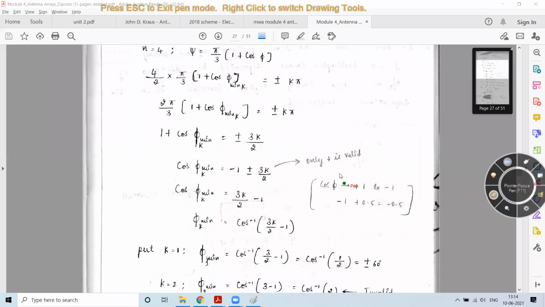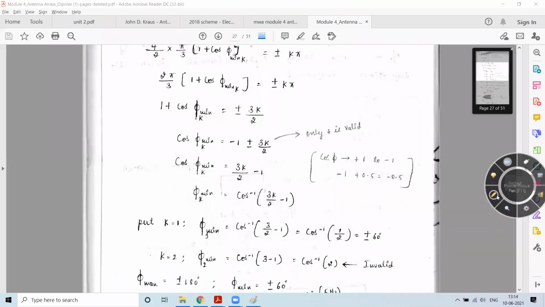So what we get is 1 plus cos phi is equal to plus minus 3k times 2. We'll be simplifying this and equating it for this parameter. When we equate it, we end up with 1 plus cos phi equal to plus minus 3 times k divided by 2. Now we need to estimate phi. So here cos phi is equal to minus 1 plus minus 3k by 2.